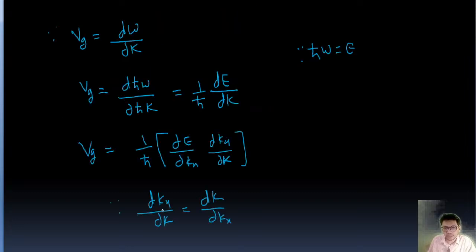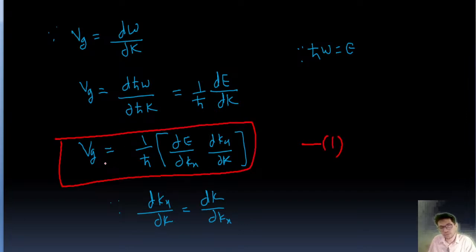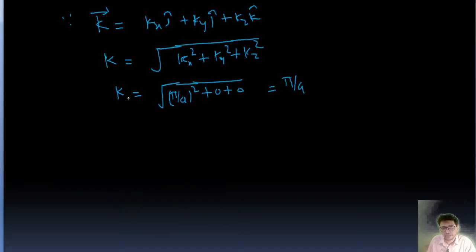So we can call it equation number 1. Important, you need to note down: Vg equal to 1 upon h cut, d upon dkx into dkx upon dk, right? This value is equal, guys. Okay, so from here the value of k is pi by a, right?